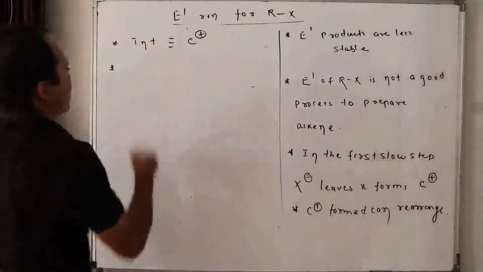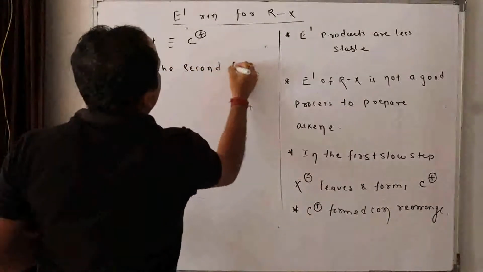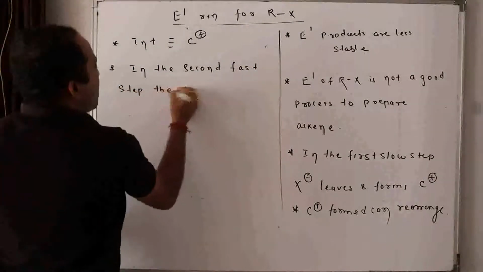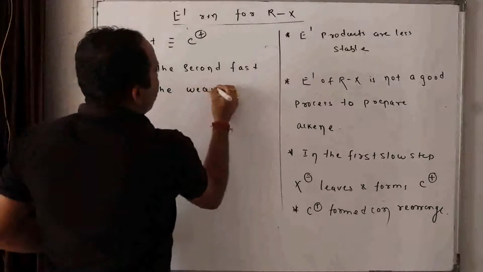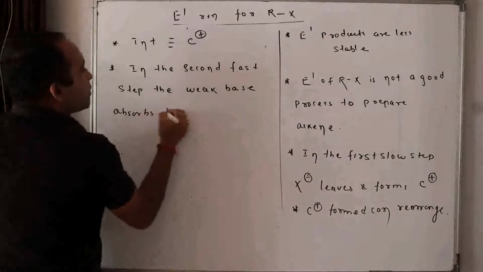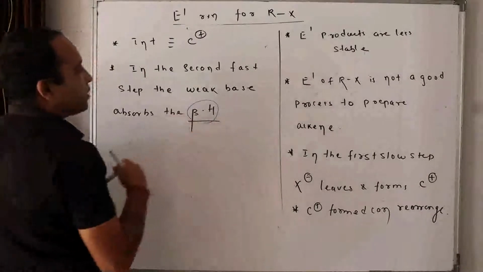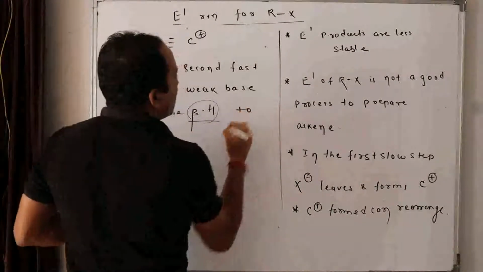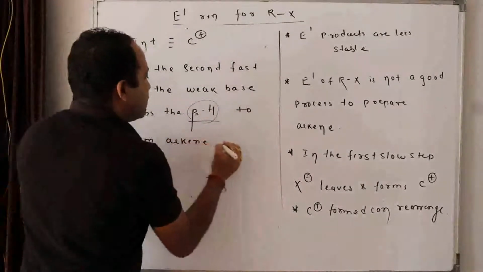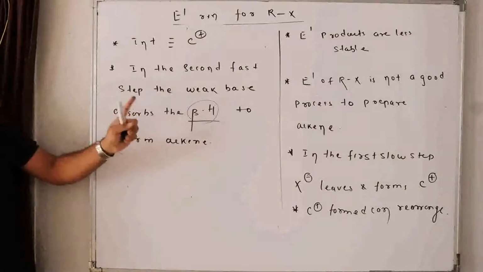What happened in the second fast step? The weak base, see what I am using here, the weak base abstracts the beta hydrogen. Look here, what is abstracted? The beta hydrogen, isn't it? To form alkene, and we know this process is done by heating, to give alkene product.